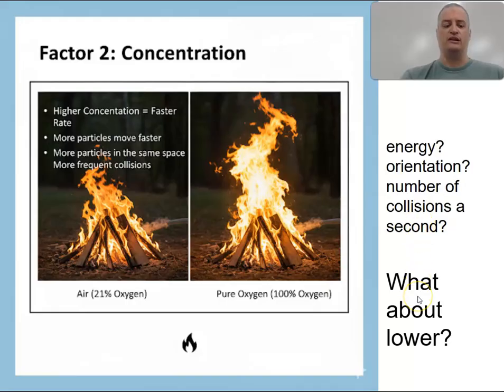Now let's focus on the lower. Why does having a lower concentration, less reactant, slow down a reaction? What may decrease? Energy? No change. Orientation? No change. Number of collisions per second would decrease, having less particles. So the why for this, having less particles available for reaction is going to decrease the likelihood that they're going to react in a successful collision, therefore less likely to react overall.